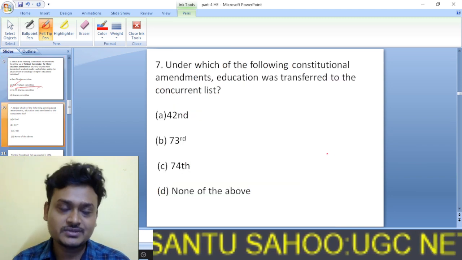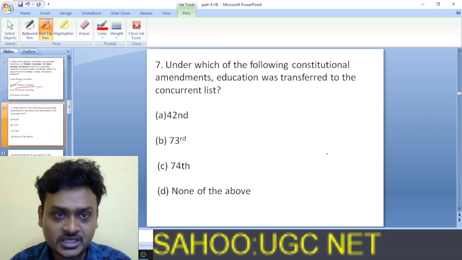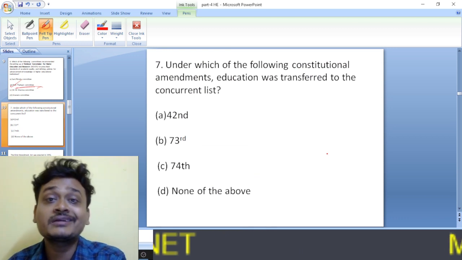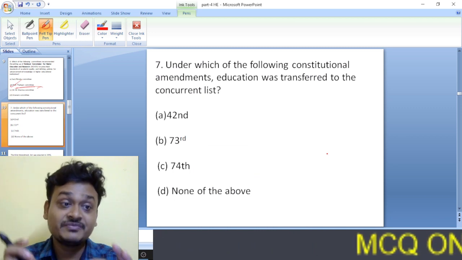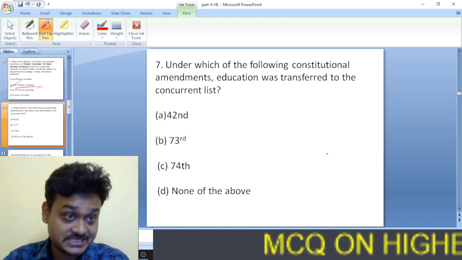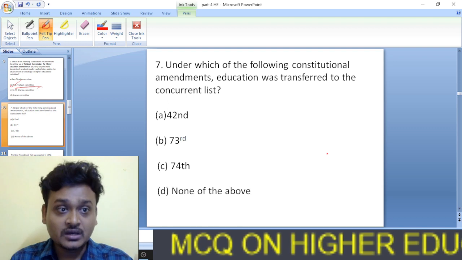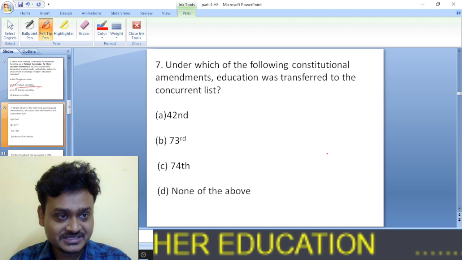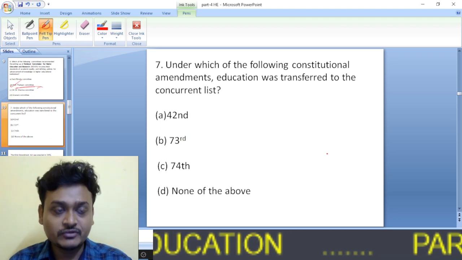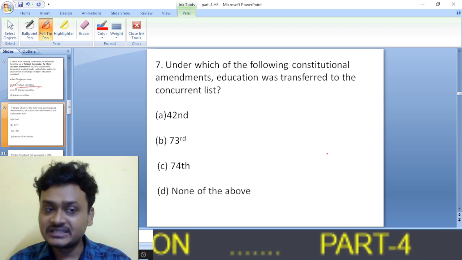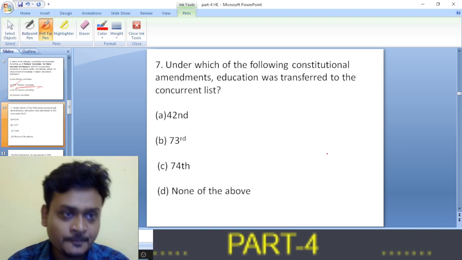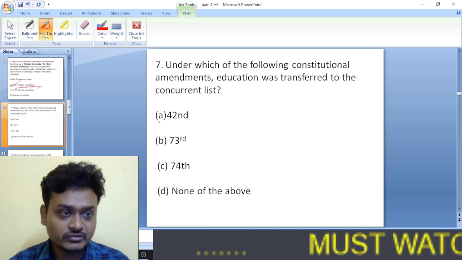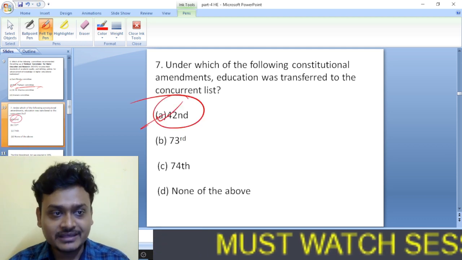Moving ahead to the next question, question number 7. Under which of the following constitutional amendments was education transferred to the concurrent list? Which amendment is it? 42, 73, 74, or none of the above? So here the right option should be 42. That is the 42nd Amendment. So A is the right option.